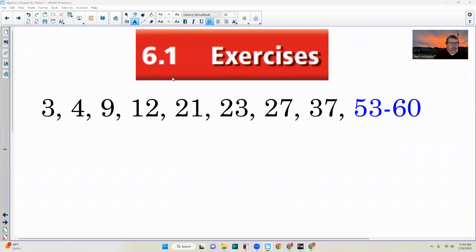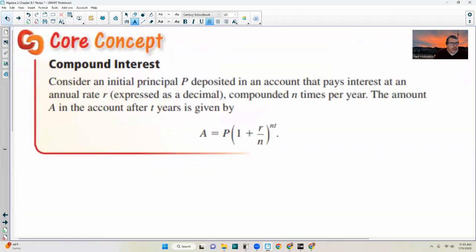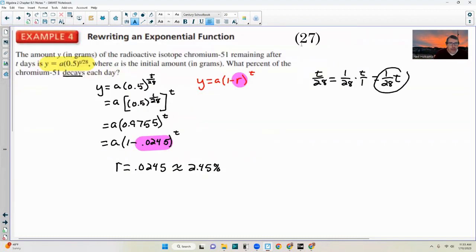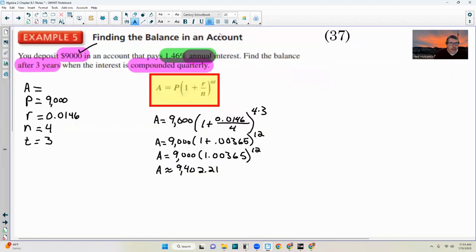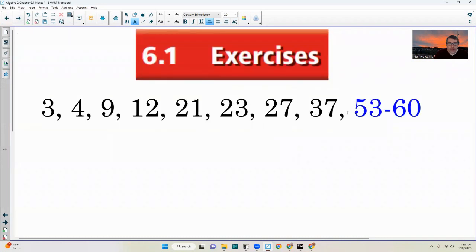Okay, so this brings us to the end of chapter 6.1, but I forgot to tell you that after doing example 4, you can do problem number 27. So use example 4 to answer 27, and use example 5 to answer question 37. And that brings us to the end of this chapter section, but I also want you to try 53 through 60, which are review questions. And that's the end of chapter 6.1.